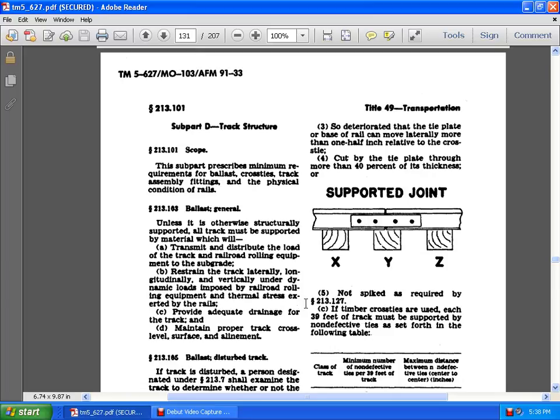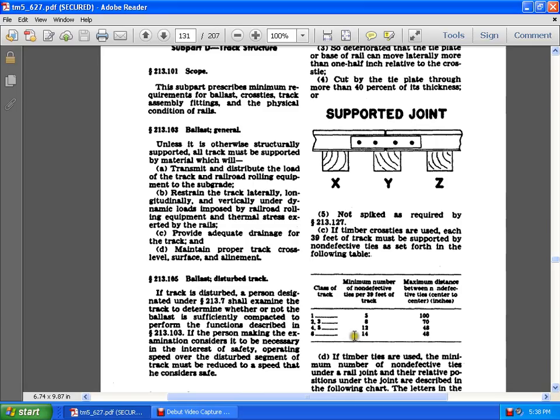See the following table. Class of track: 1, 2, 3, 4, 5, 6. Minimum number of non-defective ties per 39 feet of track, and maximum distance between non-defective ties, center to center, in inches. Class 1: 5 ties, 100 inches. Class 2 and 3: 8 ties, 70 inches. Class 4 and 5: 12 ties, 48 inches. Class 5: 14 ties, 48 inches.